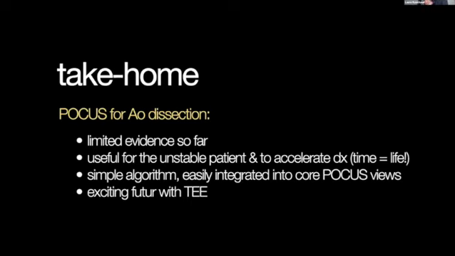So many small take-home points for that talk. So POCUS for aortic dissection, although there's limited evidence so far, we know that it's actually very useful for the unstable patient and to accelerate the time to diagnosis. And we know that time is life. So get your probes out. I think I was able to present you a simple algorithm that is very easy to integrate into our core POCUS views that we're already doing, with the exception maybe of the suprasternal view. But if you practice it, you'll be good at it, and you might be very surprised at how you can actually detect a flap one day.